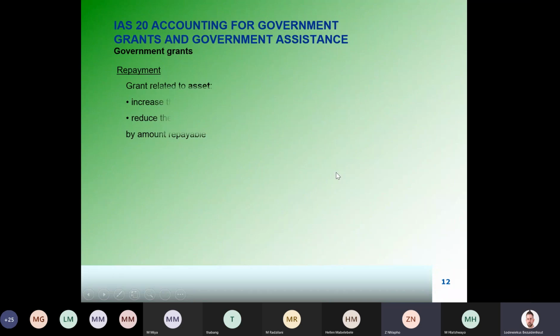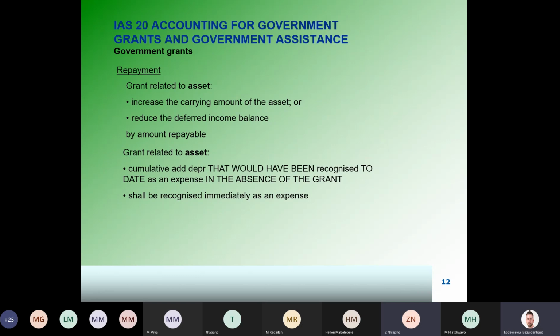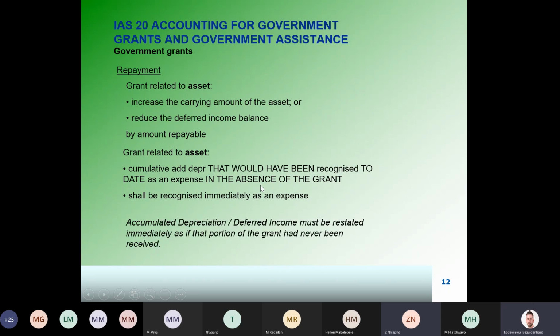All right. So then we have the asset-based one. If it is related to an asset, we must either increase the carrying amount of the asset or reduce the deferred income balance by the amount repayable. If the grant is related to an asset, the accumulated additional depreciation that would have been recognized to date should be an expense in the absence of that grant, and we should recognize that immediately as an expense. So accumulated depreciation, deferred income must be restated immediately if that portion of the grant has never been received.